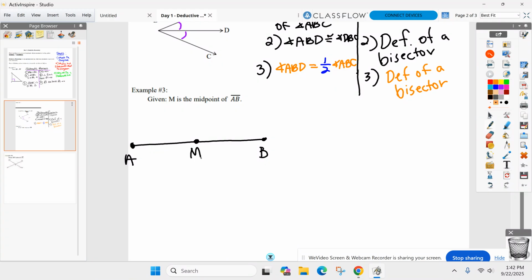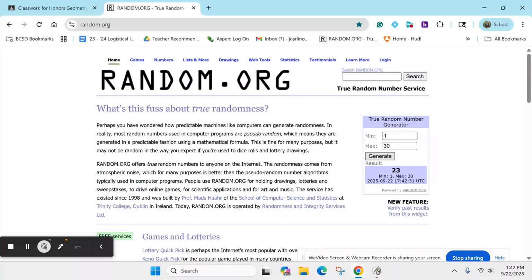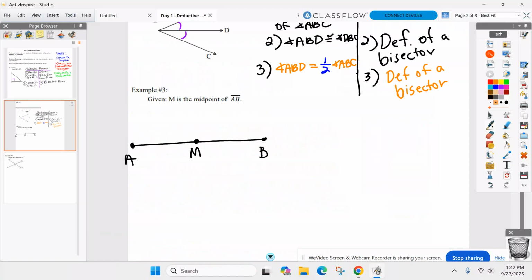Hopefully we remember what a midpoint is, because if not, we're not going to be able to mark our diagram, or we're going to do it incorrectly. What are you doing on your diagram for me? Talk to me. What are you doing on your diagram, Shreya?